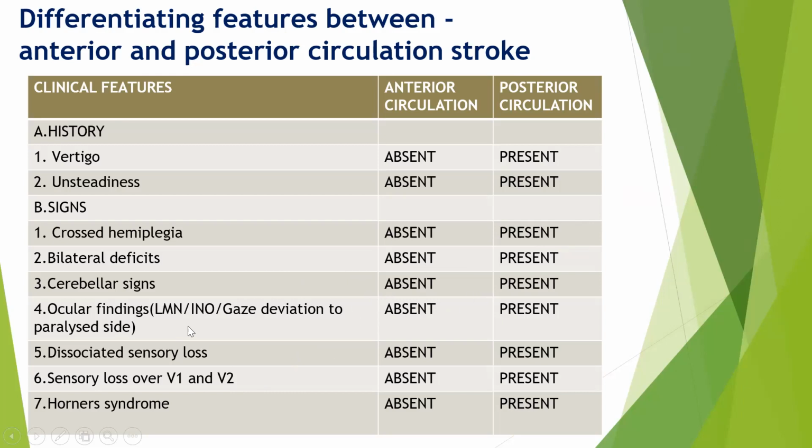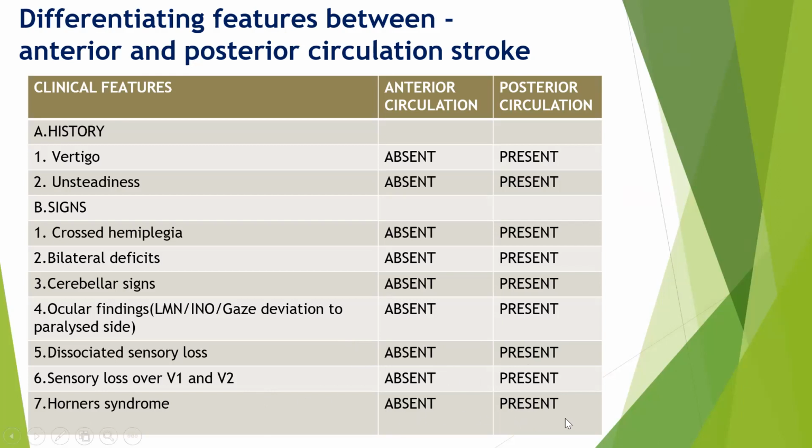Ocular findings like LMN facial nerve palsy, internuclear ophthalmoplegia, gaze deviation to the opposite side. This is also most common in posterior circulation because the gaze center as well as cranial nerves are involved. So when the lower motor neuron type of cranial palsy is there, you have to suspect posterior circulation. Dissociated sensory loss will be there in posterior circulation. And if there is sensory loss over V1, V2, trigeminal area, we have to suspect posterior circulation.